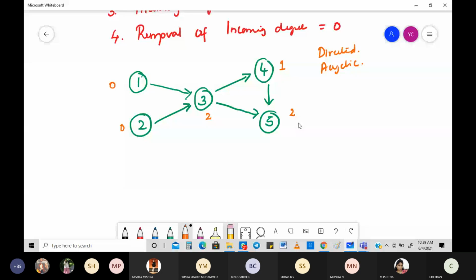So if I write the incoming degrees for nodes 1, 2, 3, 4, 5, what are the incoming degrees for each? The first one, 1, has 0. Node 2 has 0. Node 3 has 2. Node 4 has 1. And node 5 is again 2. You figure out what it is. Easily we can understand that this is the incoming degree.